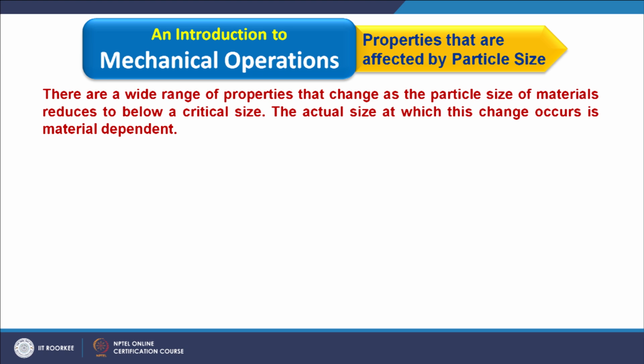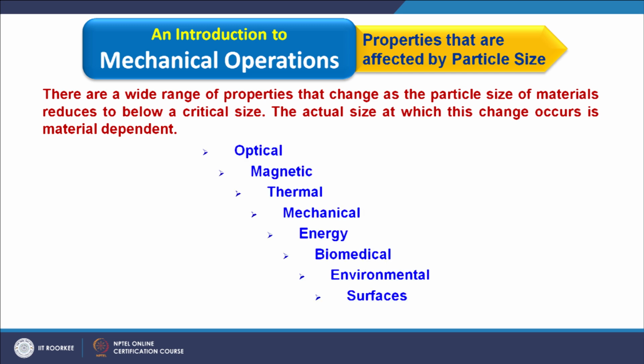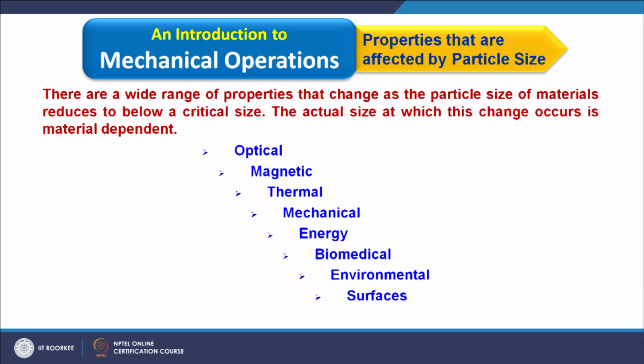Therefore, I cannot say for a particular material what should be the critical size for this. It can be different for different materials, and the properties which can be affected by the particle size are optical, magnetic, thermal, mechanical, energy, biomedical, environmental and surfaces. Surfaces means surface area. So when we have different particle sizes, we have different properties, and it has a different effect on the final product, and it makes the product successful or fail.